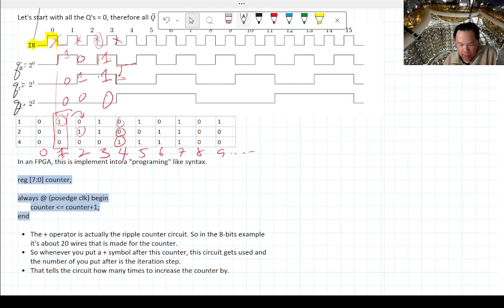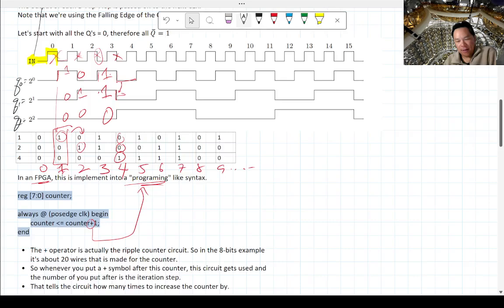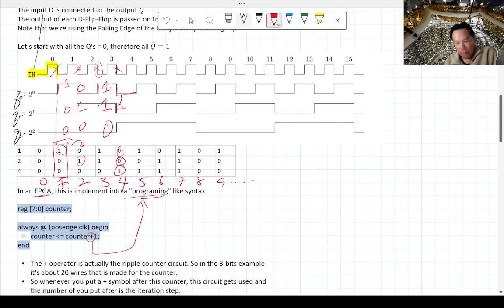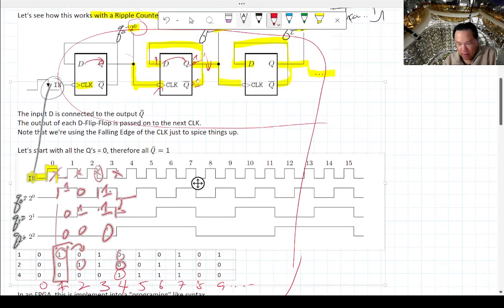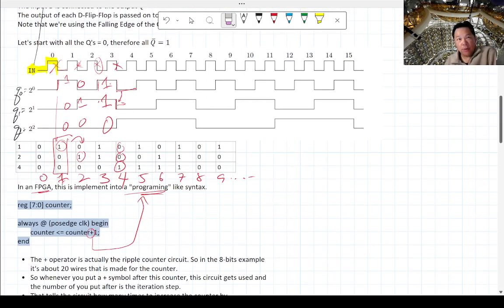So in an FPGA, this is used so often that it's actually made into more of a program-like index, which is what this plus key is. The plus symbol actually represents the circuit. And whenever you're doing programming in software, not even on a circuit board or an FPGA, this is actually what's happening in your memory. Literally that plus key is constructing a counter that you can count up.